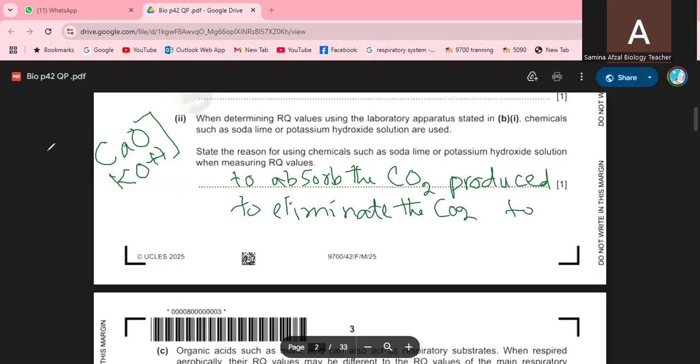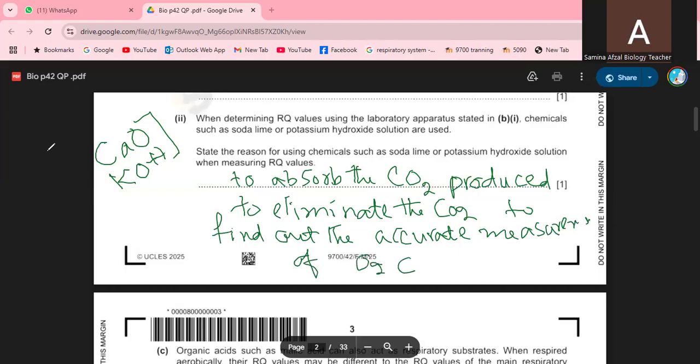To find out accurate measurement of oxygen consumed.